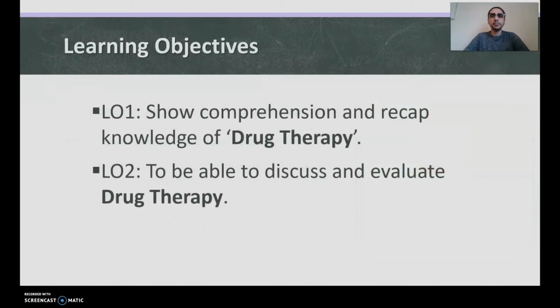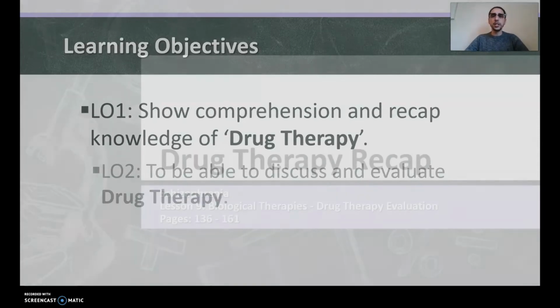What are we doing today? So today we're going to recap a little bit on drug therapy, and I'm going to give you a question to answer, and then we're going to discuss and evaluate drug therapy. It's not going to be a long one today. Let's start with learning objective 1.